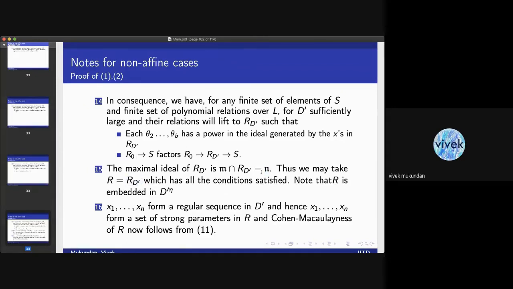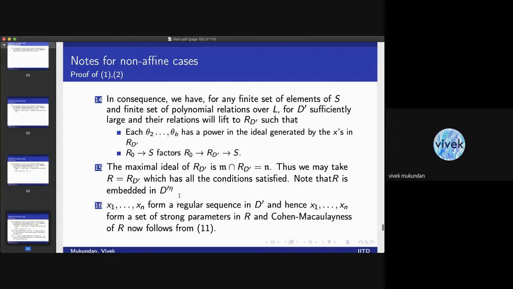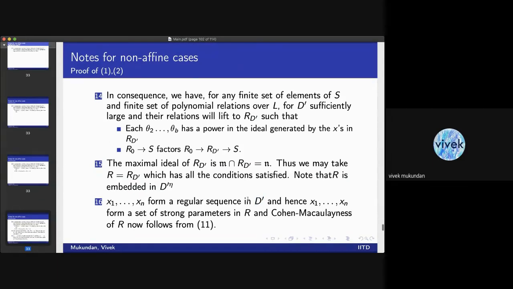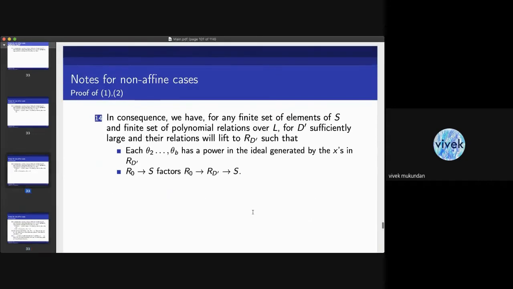It should be localized at this maximal ideal, so that all these conditions are satisfied. And R can also be embedded into D prime M the same way S can be embedded inside T to the eta, free module to the eta. X1 through Xn forms a regular sequence in D prime due to the Artin-Rees theorem. X1 through Xn forms a strong set of parameters in D, and the Cohen-Macaulay now follows because of 11, basically.